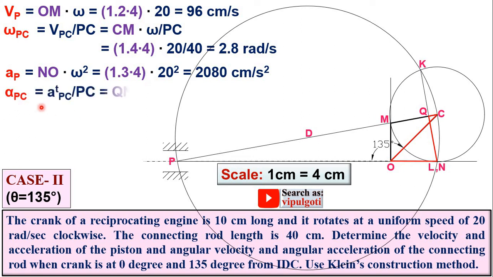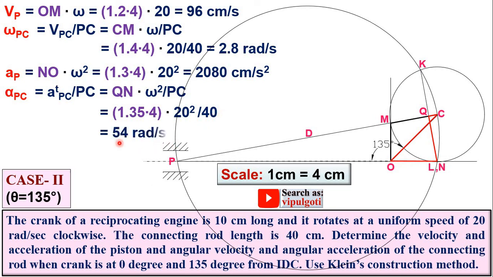Next, angular acceleration. Here this is the acceleration, so it should be multiplied by omega square. Now measure the length of the QN vector from the Klein's construction in centimeter. So it will be 1.35 multiplied by scale into omega square, that is given to you. PC, that means the length of the connecting rod, is also given to you in centimeter, so no need to convert. Simplify it. Then you will get 54 radian per second square.